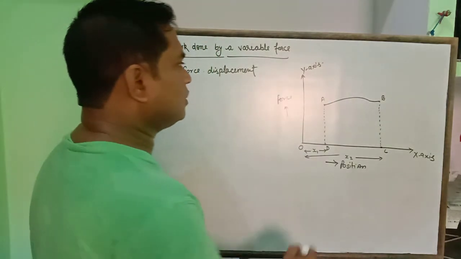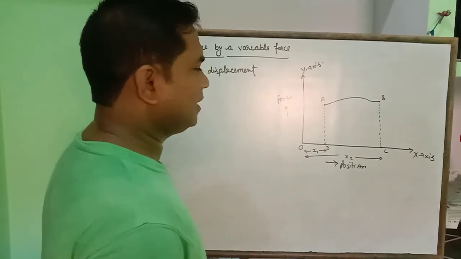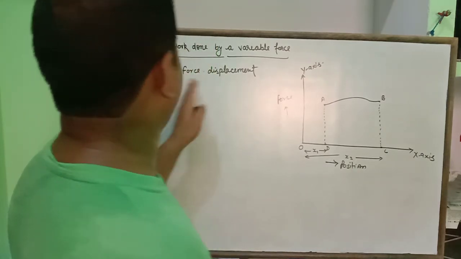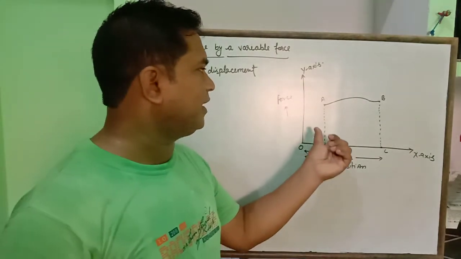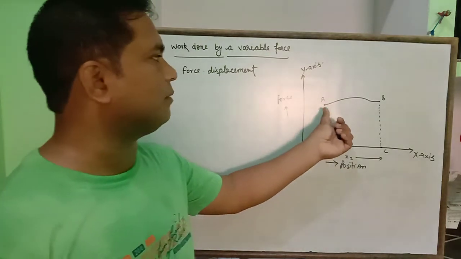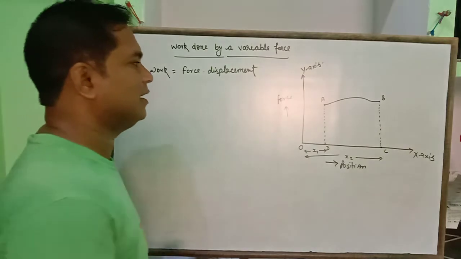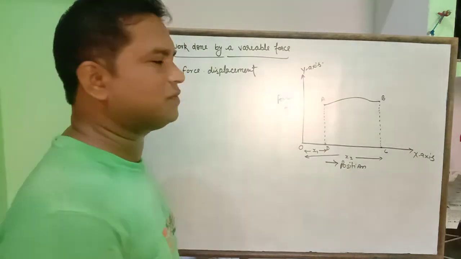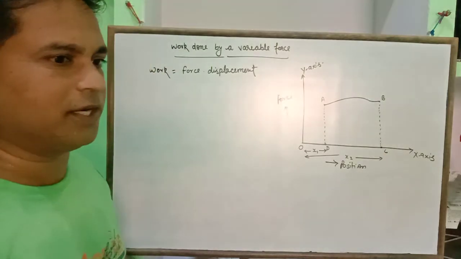Okay, so to determine the work done, we know that work is equal to force into displacement. So how can we calculate the work done from A to B? Okay, so the method to determine the work done: first we calculate the area of the closed, bounded region.